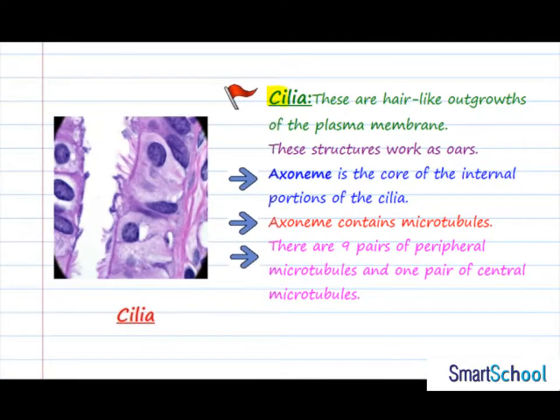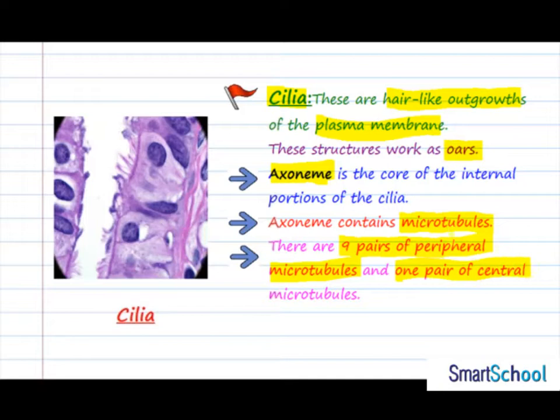Now we'll see what are cilia. These are hair-like outgrowths of the plasma membrane. Cilia work as oars, so they help in motility of the cell basically. Axoneme is the core of the internal portions of the cilia. When we look at the internal diagram of the cilia, we'll find that axoneme is the most important part which constitutes a cilia. Axoneme contains microtubules, which are a type of proteins, and there are 9 pairs of peripheral microtubules and 1 pair of central microtubule.